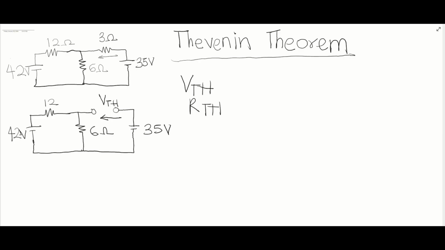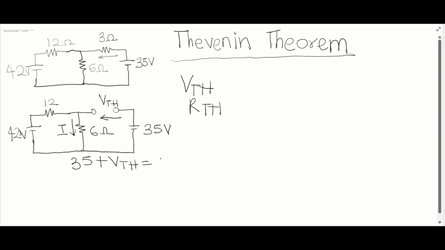So what you are going to do is use KVL to find the voltage that is across the open circuit. So first thing you are going to do is take a loop through this side of the circuit. So for that, you are going to get the 35 volts plus the VTH, which should be equal to, according to the voltage law, the sum of voltage sources should be equal to the sum of voltage drops.